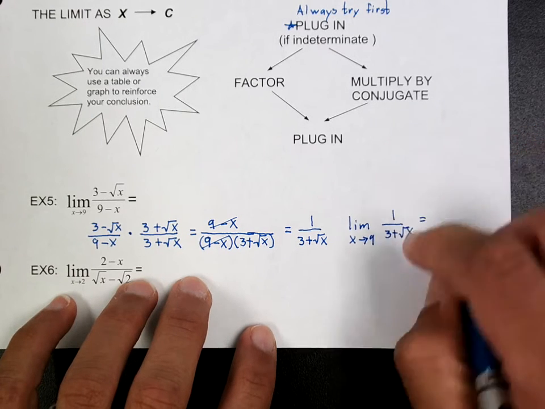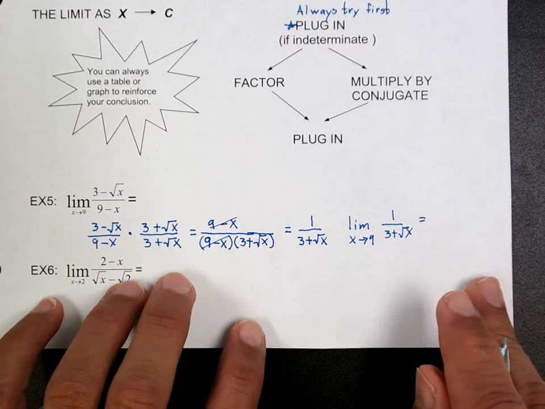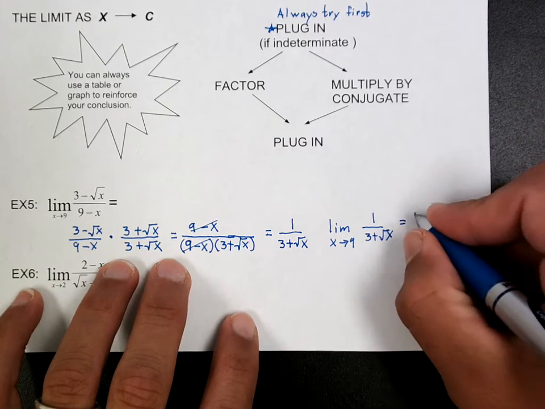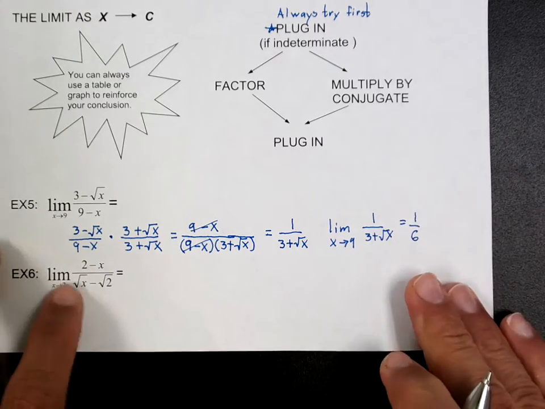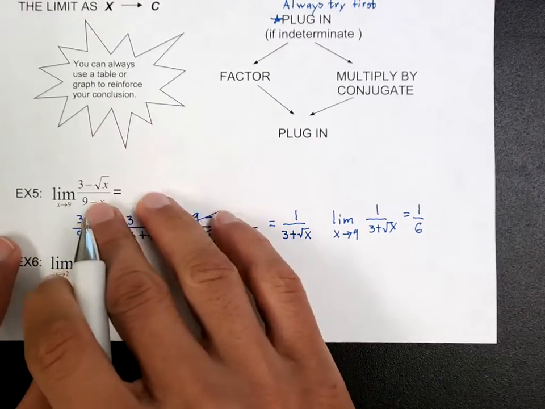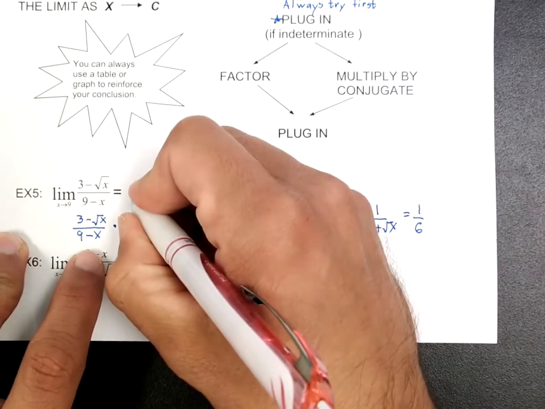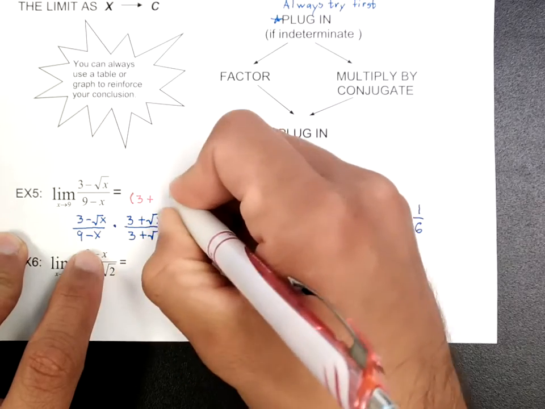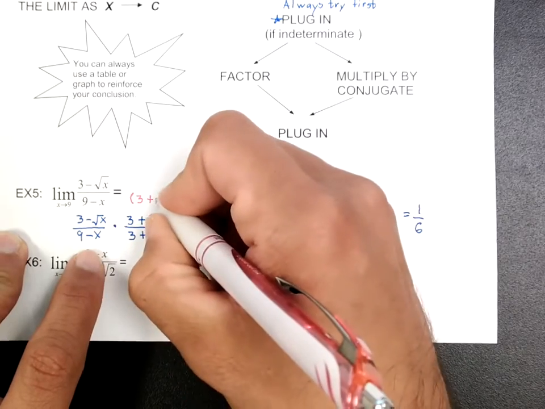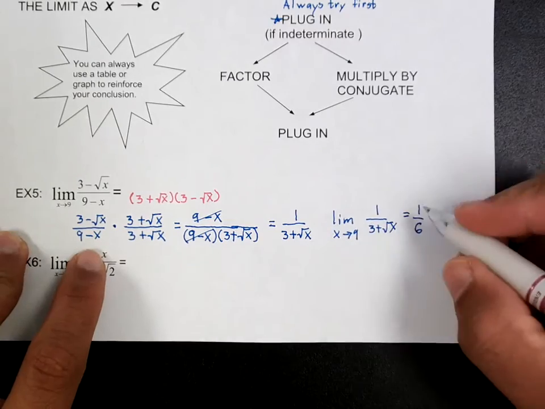Alright, and if I plug in a 9 here, that would give me 3, right? 3 plus the square root of 9 is 3. So 1 over 3 plus 3, which would be 1 over 6. Okay, real fast, maybe you recognize it, maybe you don't, but when I see this, I can rewrite that as a difference of squares, where this would be 3 plus 3 minus, and instead of writing x and x, I would actually write the square root of x. So this is just a different way of doing it. Okay, so this is the answer.